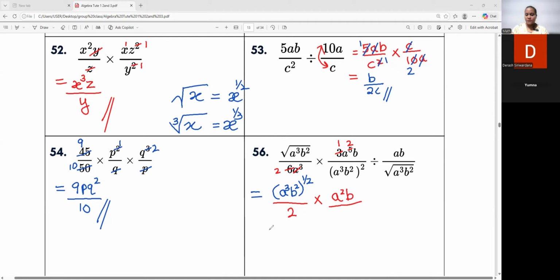Power of a power. Here a to the power 3, b to the power 2, everything to the power 2. Power of a power, multiply. 3 times 2, 6: a to the power 6. 2 times 2, 4: b to the power 4. Then this division, I can change it into multiplication, turn it upside down. Square root means half. Power is half. This is ab.